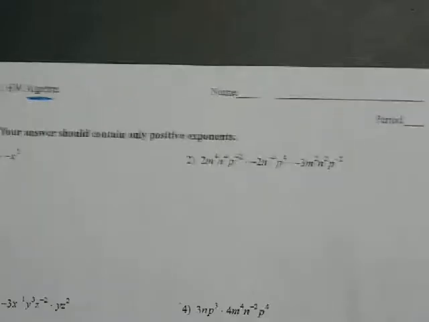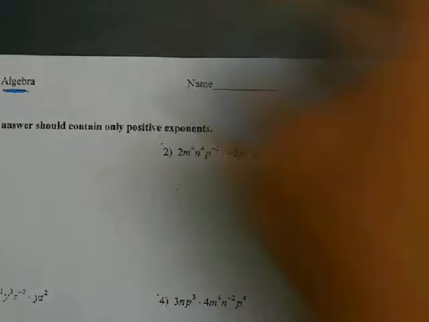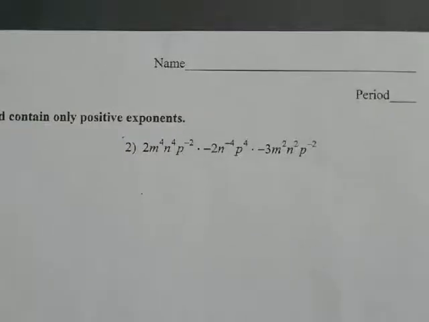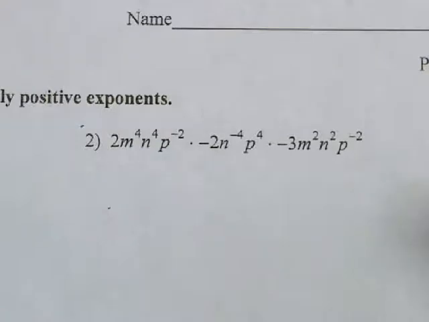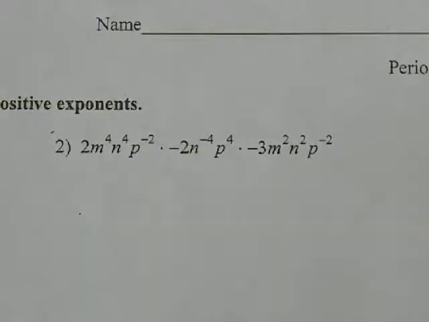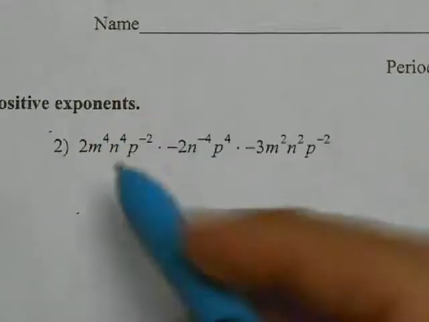So let's start with number 2. This is a pretty monster of a problem. So just looking at it, let's begin to break it apart. Remember, just because it's a large problem doesn't mean it's difficult. It just means it's maybe a little more complicated. So the first step is to always multiply the coefficients. We have 2, -2, and -3. So we're going to multiply those.